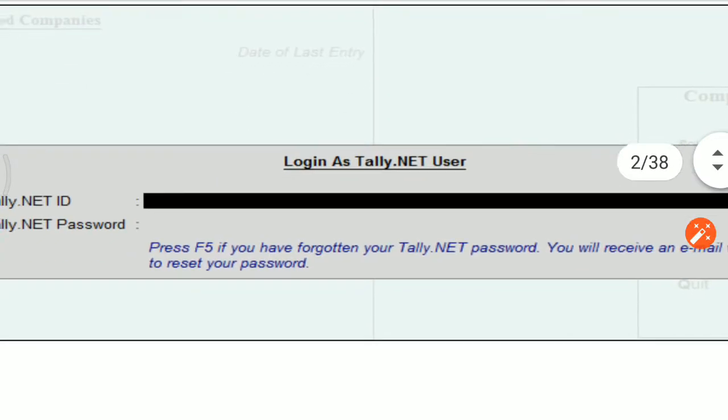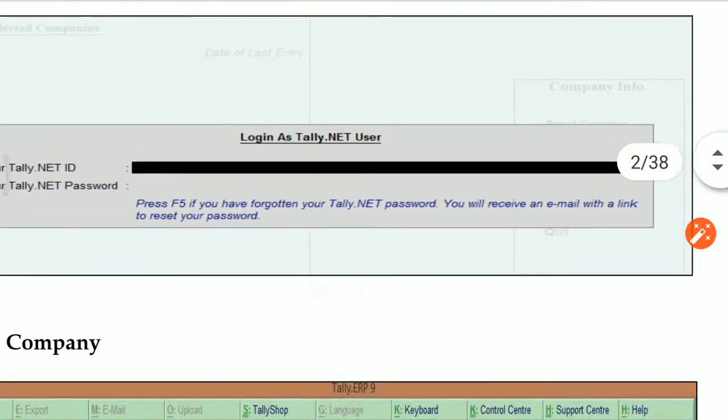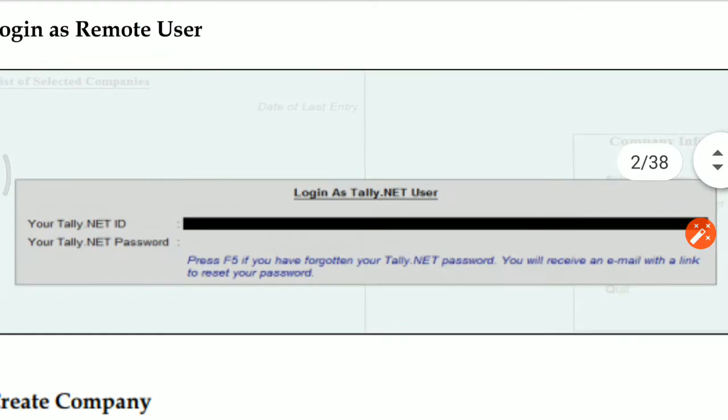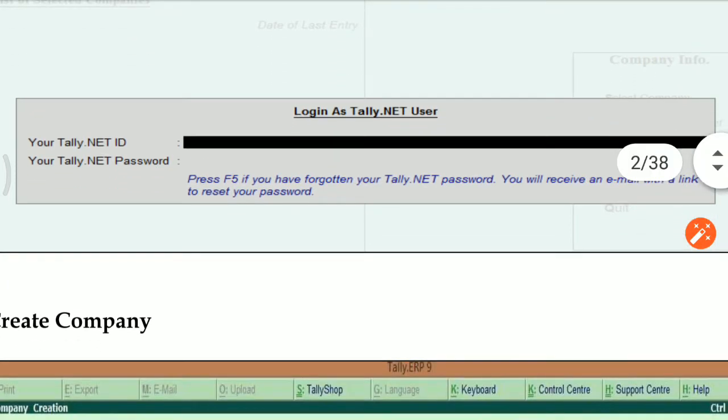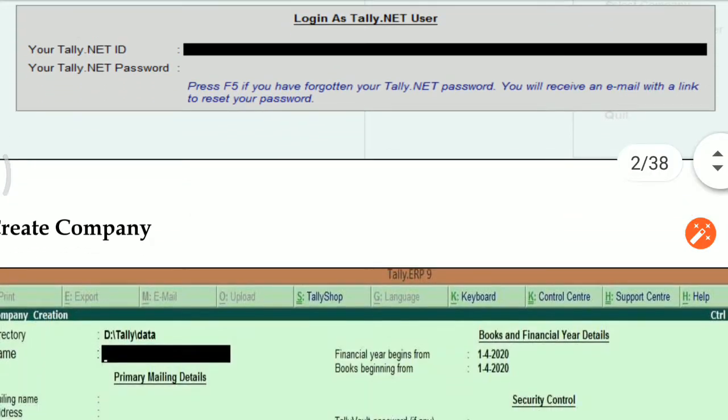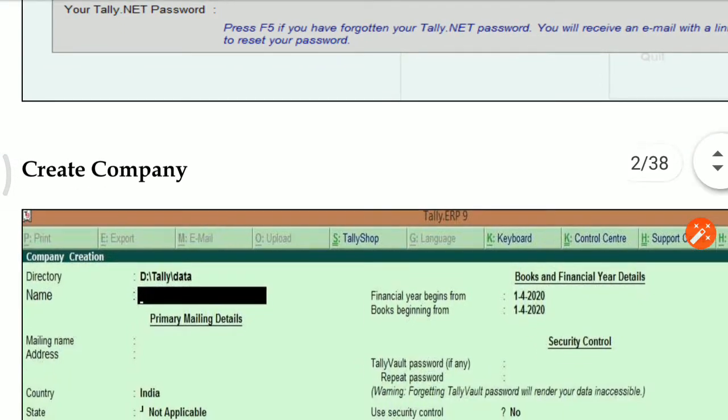When you press login as remote user, this screen will appear on your screen, that is your tally.net ID, and the second one is tally.net password. Friends, when you purchase the licensed software, at that time Tally will provide you the tally.net ID and tally.net password. Okay, third option is create company.